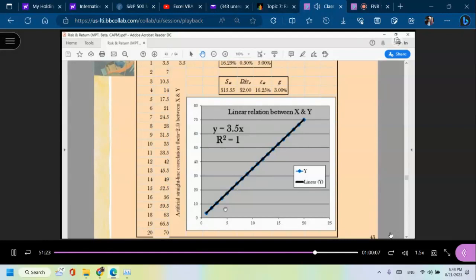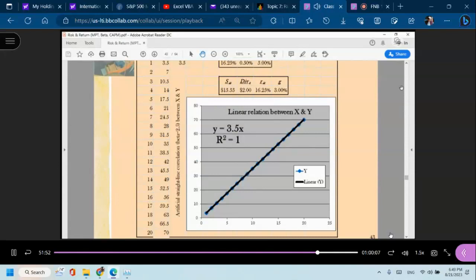And through this exercise, you would know that all these coordinates between X and Y fall nicely and neatly on a straight line. In other words, if you connect these dots, it is exactly a straight line, right? Make sense? Starting from the origin, going through the origin. But is that the reality? No, that's not the reality.